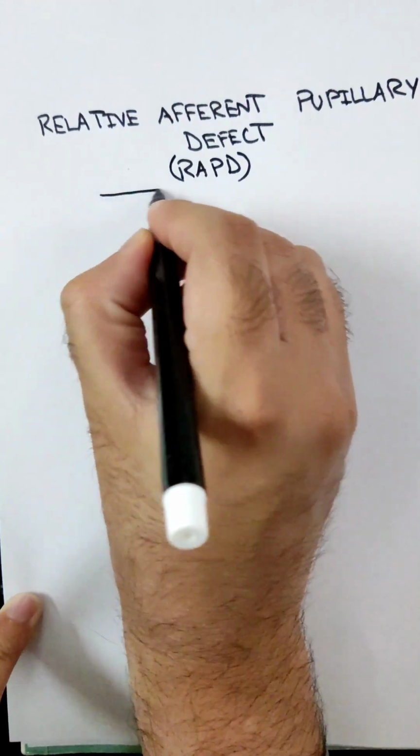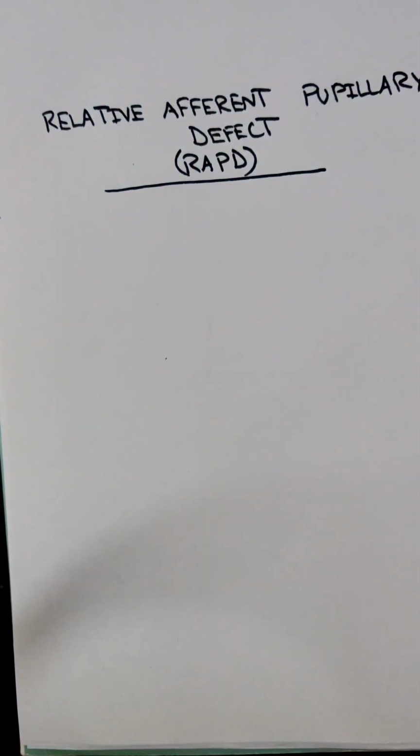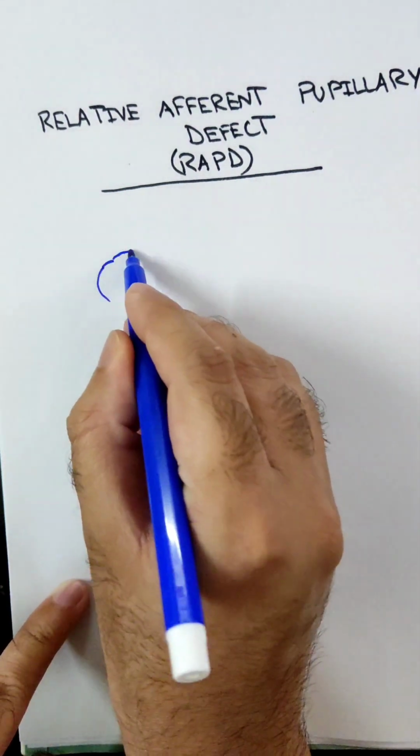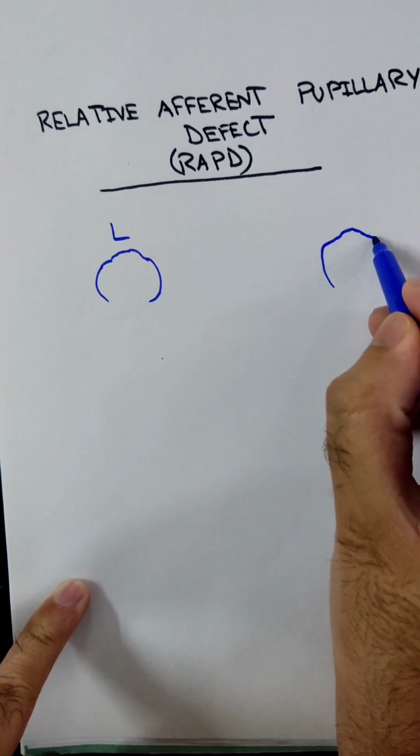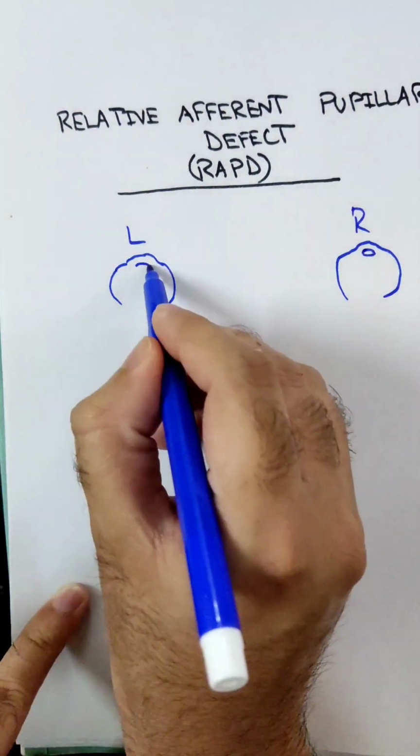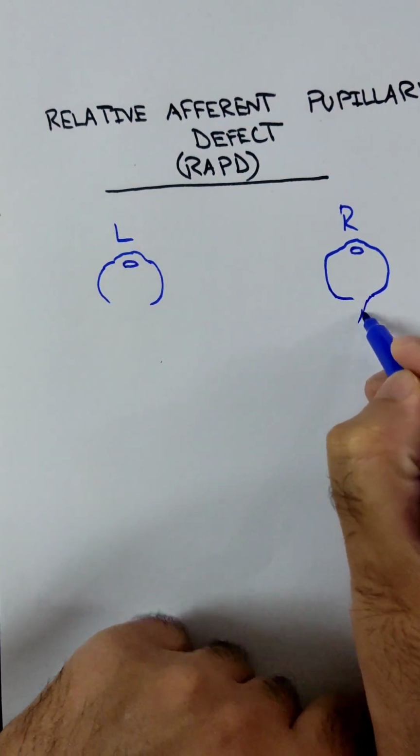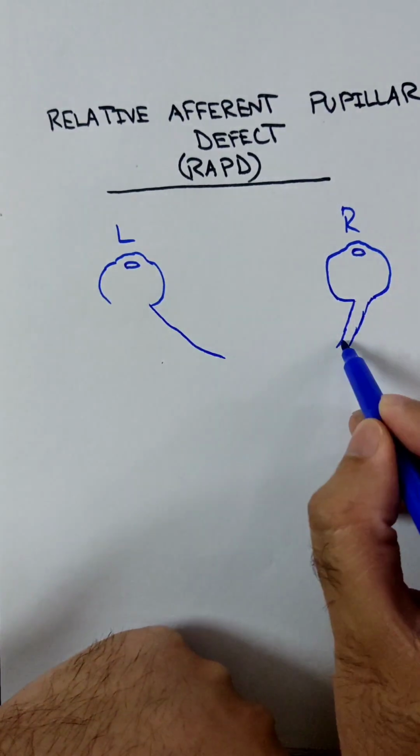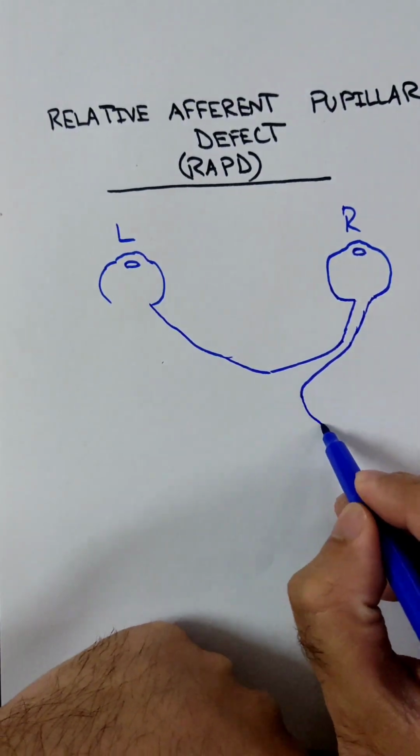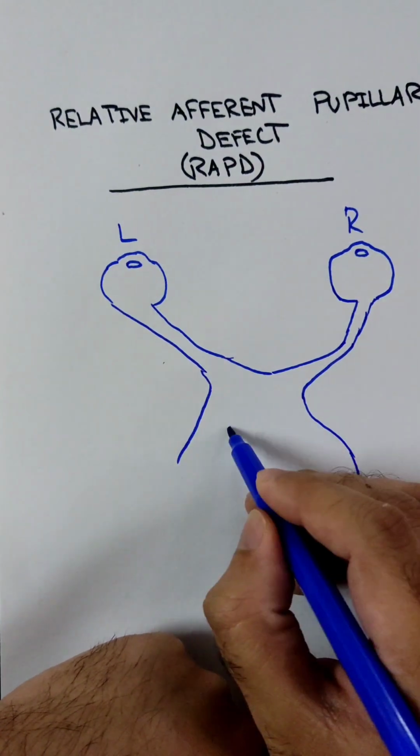And it is relative to the other eye. See, we are talking about the two eyes, so it is relative to the other eye. The relative afferent pupillary defect: the afferent fibers are defective for the pupil light reflex, which results in the constriction of the pupil. So this is what it means, and in short we say RAPD, and it has a basic concept which is very easy.